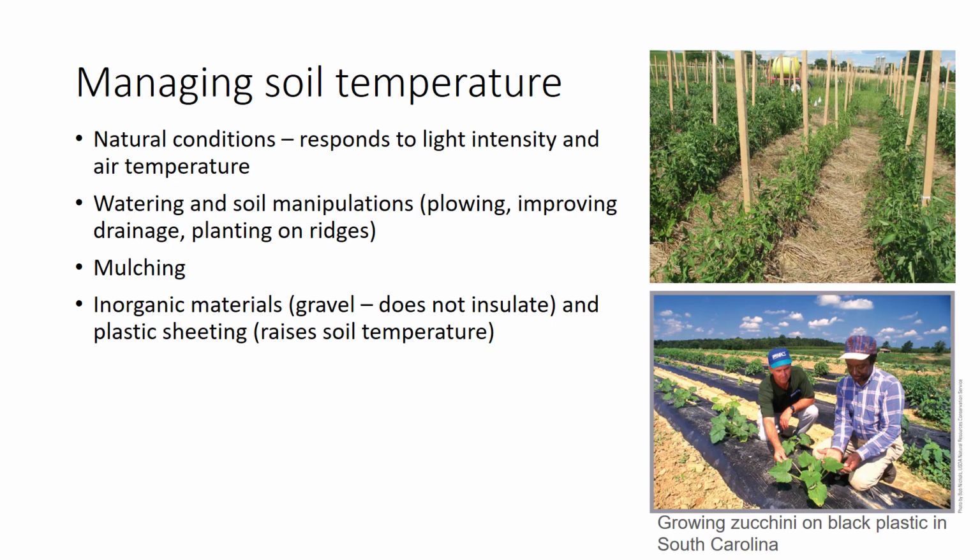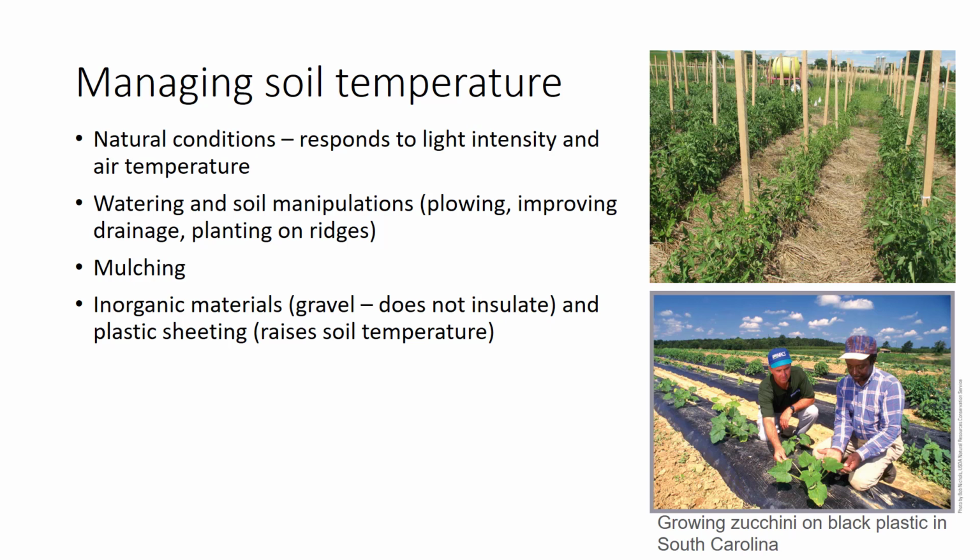Soil temperature responds to natural conditions that growers have little control over, such as light intensity and air temperature. Some soil manipulations can raise spring soil temperatures, such as plowing in the fall, improving drainage, and planting on ridges. However, the most effective means of managing soil temperature is mulching. Growers use mulch to hold moisture in the soil and suppress weeds, but mulches also affect soil temperature.